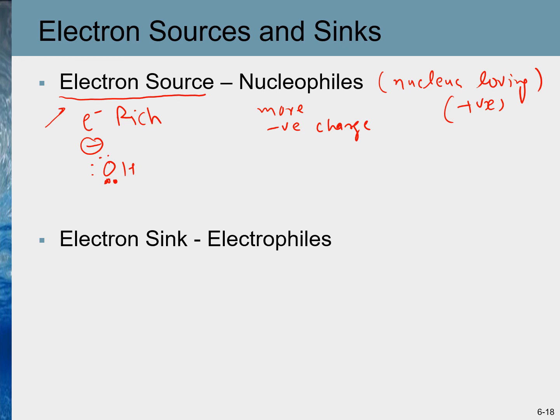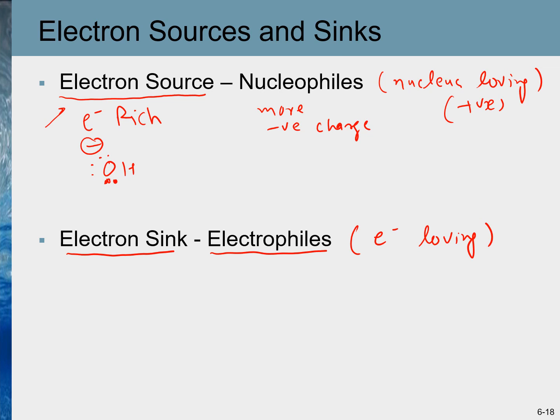On the other hand, an electron sink is an area or a molecule which lacks electrons, and that's where the electron source can donate the electron density. So electron sinks are also known as electrophiles, which means electron loving. Why do they love electrons? Because they lack electrons. So electrophiles are molecules with relatively electron-poor atoms that serve as a sink for arrow pushing.